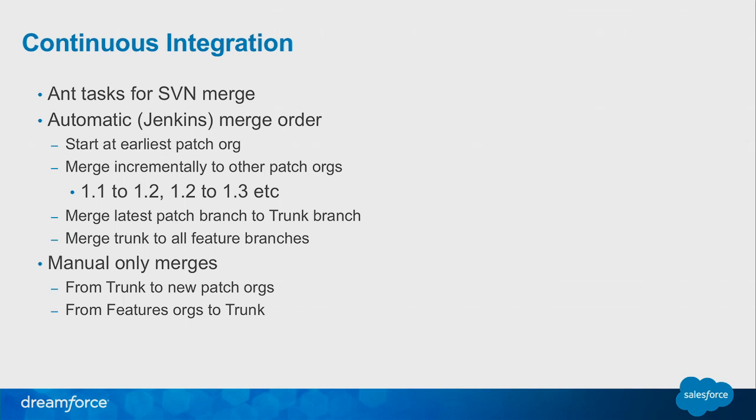Jenkins knows the sequence of patch orgs to trunk and to the feature orgs, or the dev orgs. So Jenkins will start at the earliest patch org and then merge forward. So if our earliest patch org is 1.1, it'll merge from 1.1 to 1.2 to 1.3 and so on. When it gets to the highest version of the patch orgs, it'll then merge to trunk. And then from trunk, it'll merge to all the feature orgs. Now, just one thing to point out is that when we're merging from trunk, it's not a hierarchical thing like the patch orgs. It's trunk to each dev org or feature org. So it's trunk to dev org 1, trunk to dev org 2, and so on.